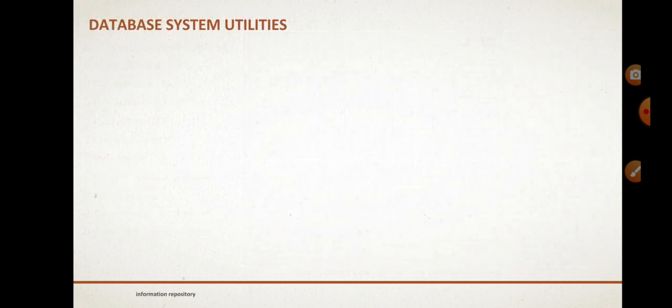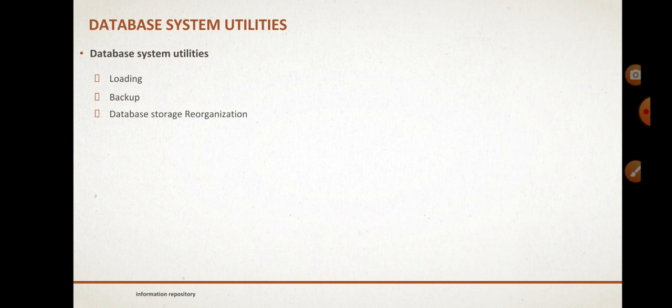Next we see database system utilities. The database management system utilities are loading, backup, database storage reorganization, performance monitoring. So these are the database system utilities.